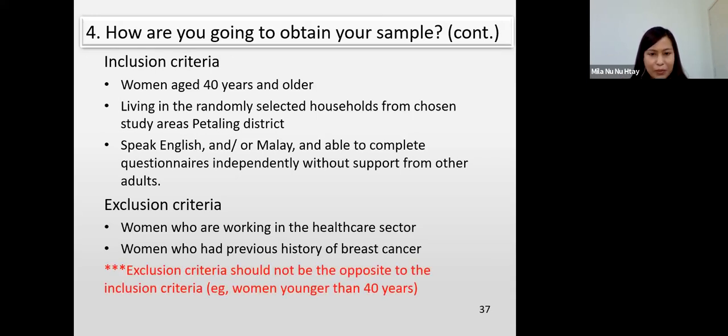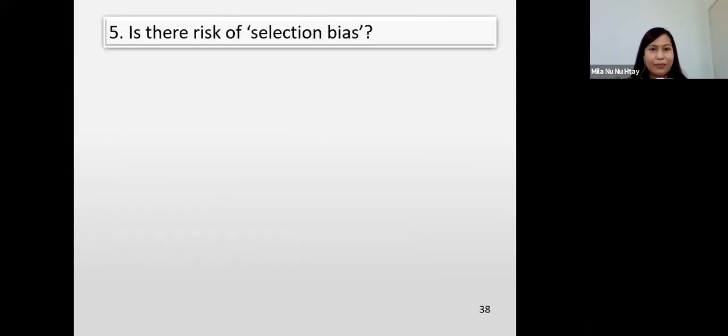So as I mentioned before, exclusion criteria should not be opposite to the inclusion criteria. For example, if you would like to take some blood tests from the respondent, then you may exclude those who have a bleeding disorder, because if you puncture and they have any problem, it might harm the patient. So you need to consider the inclusion and exclusion criteria based on your research topic.